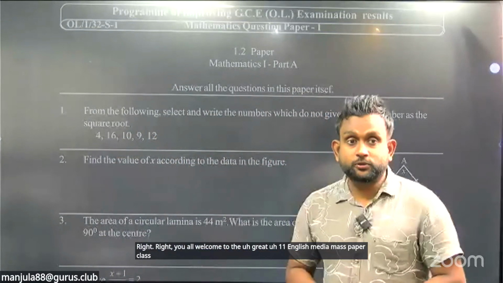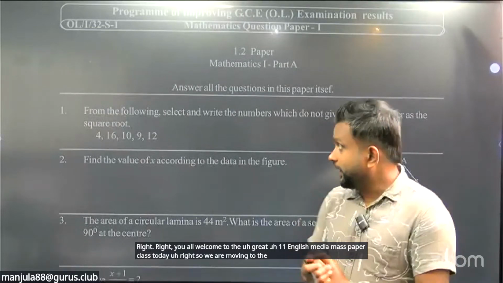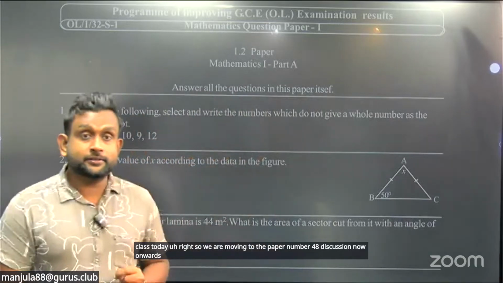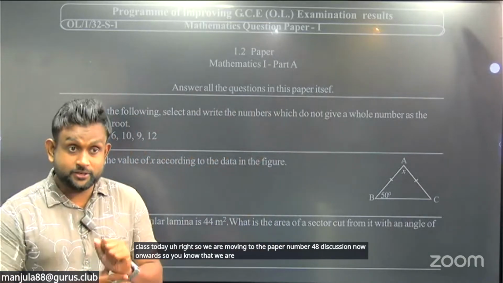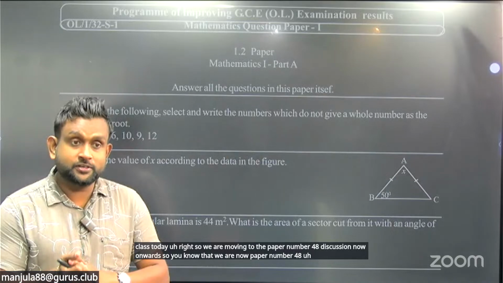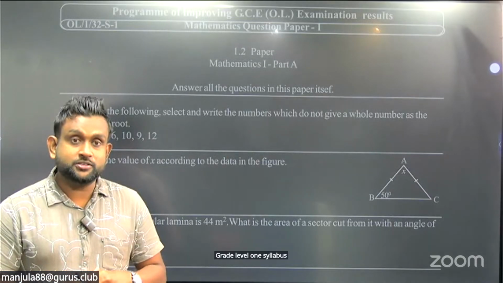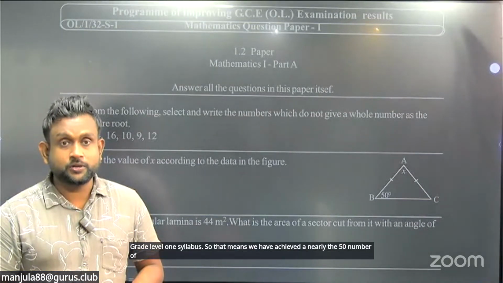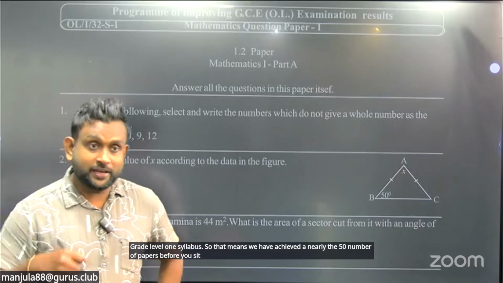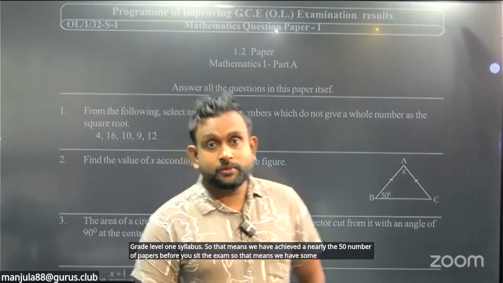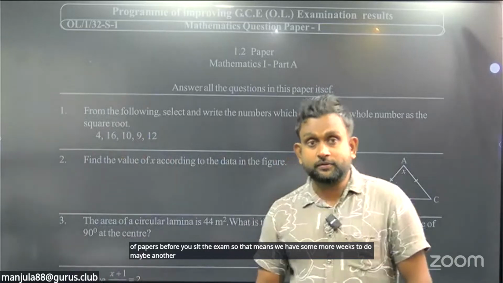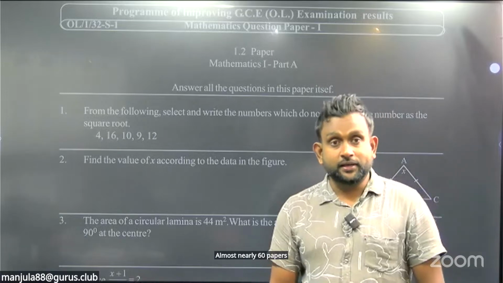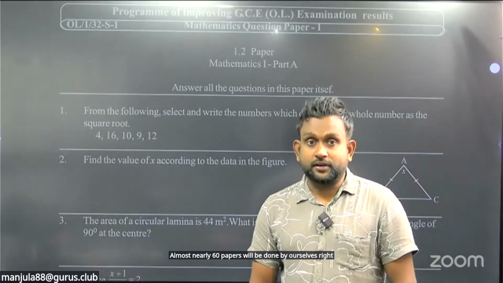So we are moving to the paper number 48 discussion now onwards. You know that we are now at paper number 48, grade 11 syllabus. That means we have achieved nearly 50 papers before you sit the exam, and we have some more weeks to do. Maybe another 10 more papers will be done, then almost nearly 60 papers will be done by ourselves, right? So that is a great achievement.